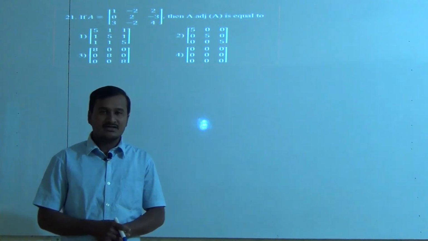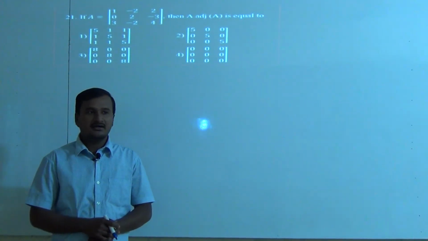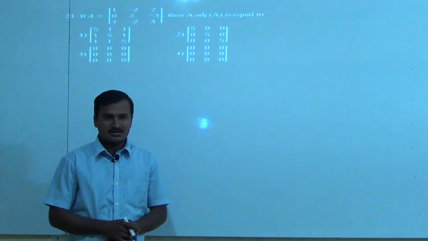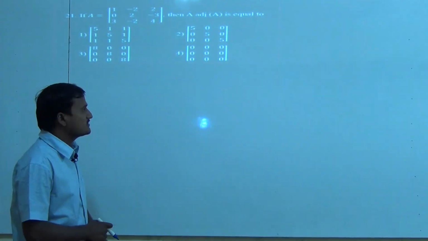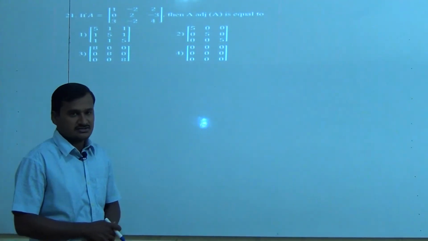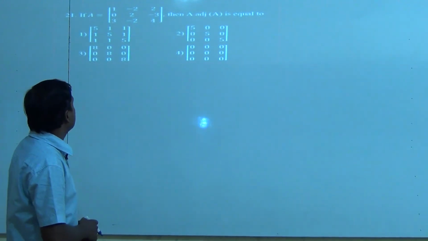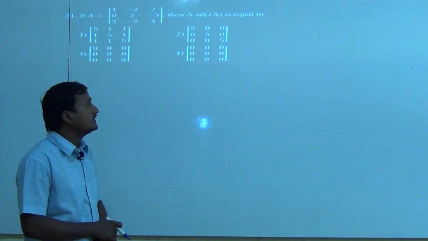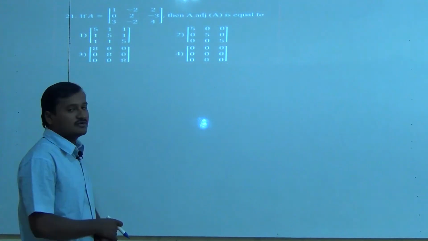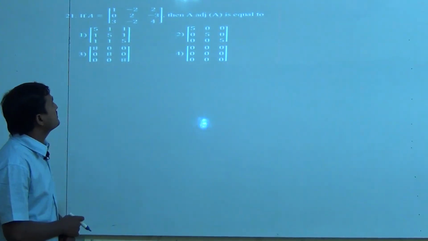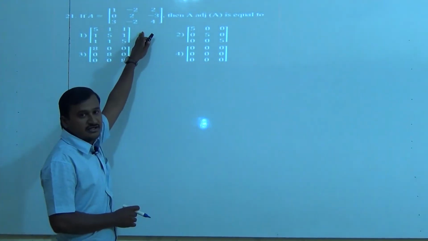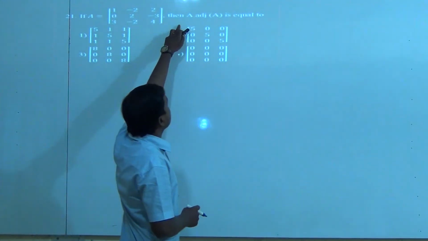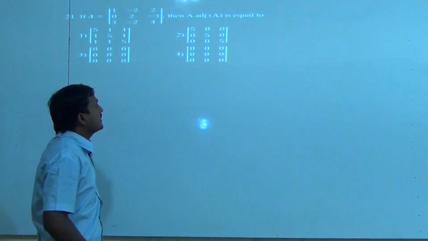In the previous class, we have completed up to 20 questions. So in this class, we will solve the remaining questions. In question number 21, if A is equal to this determinant, then A into adjoint of A is equal to, right?